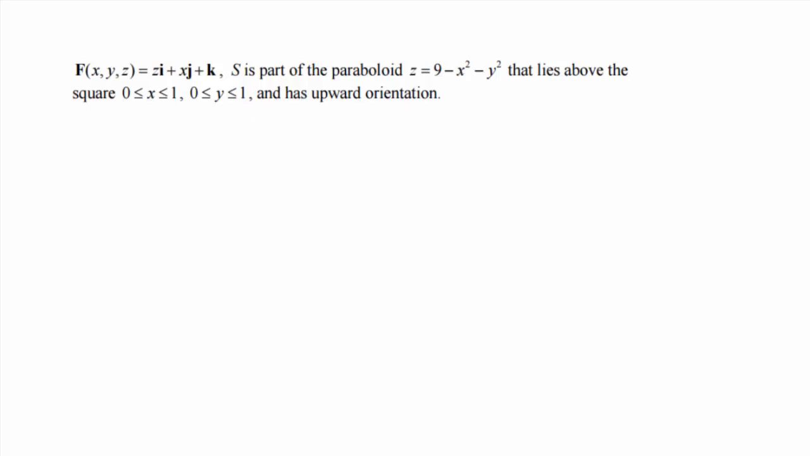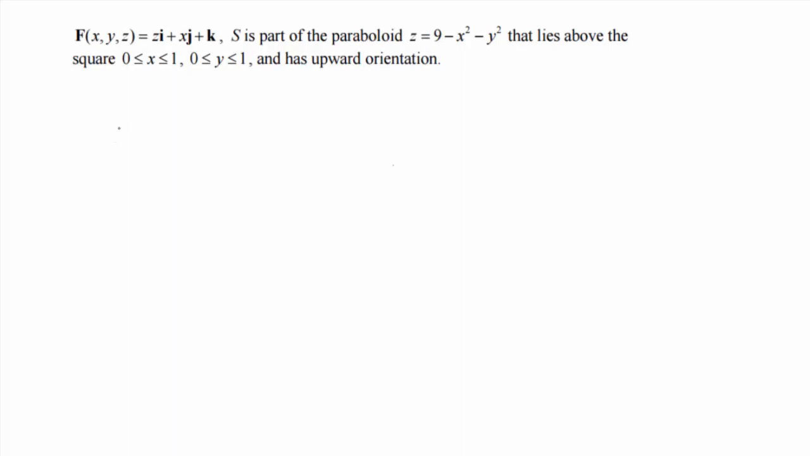And has upward orientation. Okay, so let's draw a little picture of this, or at least part of a picture. So z equals 9 minus x squared minus y squared. What does that look like? Well, it's an elliptic paraboloid. And how do I know it looks like that? You could think of it as z equals 9 minus the quantity x squared plus y squared, right? So negative x squared plus y squared points down, and then the plus 9 moves it up 9 units, right? So this vertex right here is 0, 0, 9.